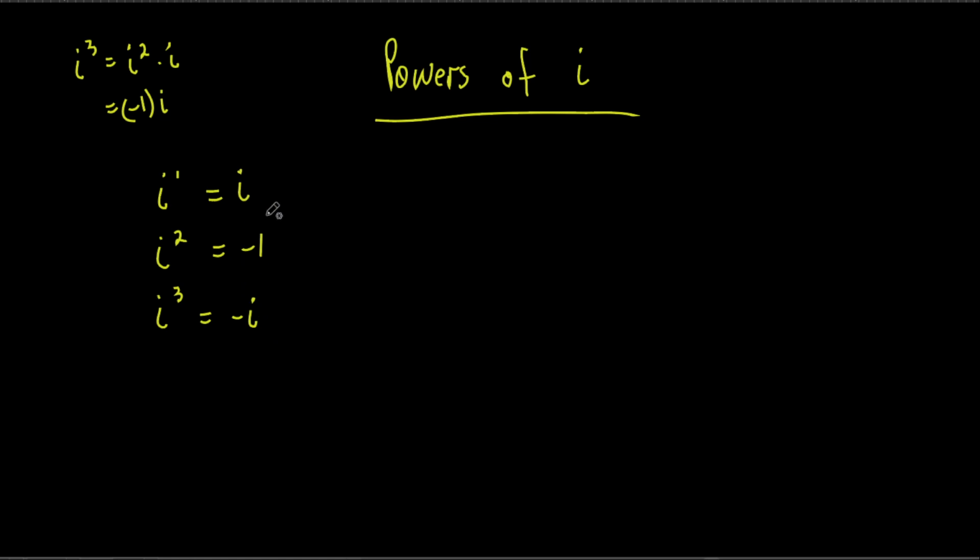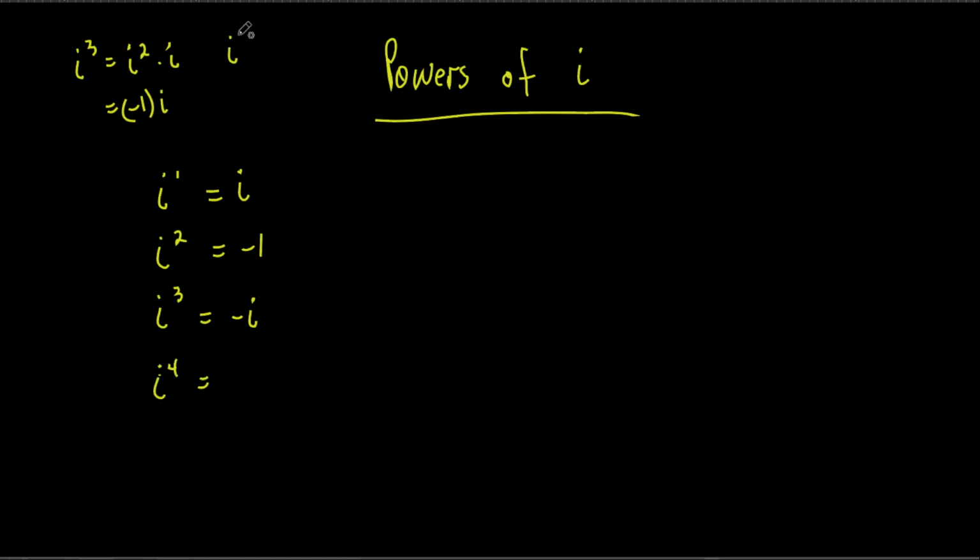These 4 you should have memorized. i is just i. That's easy to memorize. i squared, that's not too hard, right? Because that was our definition to begin with, negative 1. i cubed is probably the one that's the most difficult to remember, but i cubed is negative i. Try to remember that. If you can't remember it, you can go back, break it down, and figure out that it's negative i.